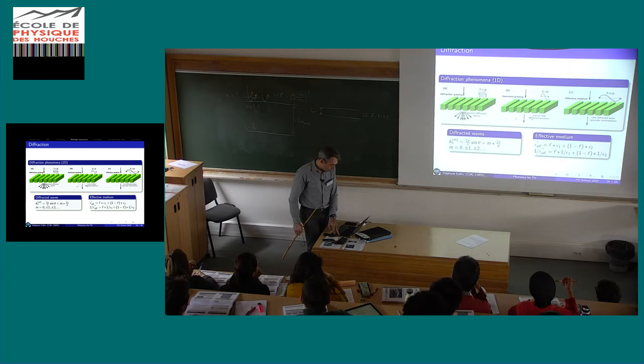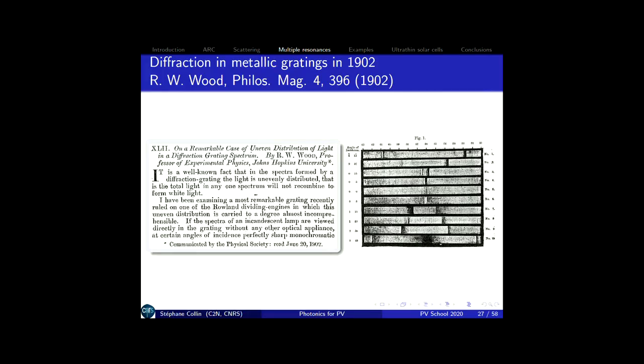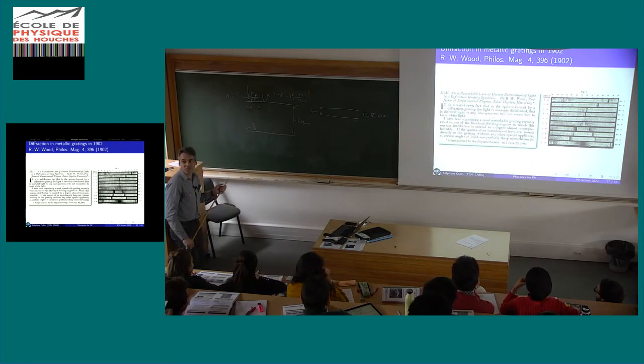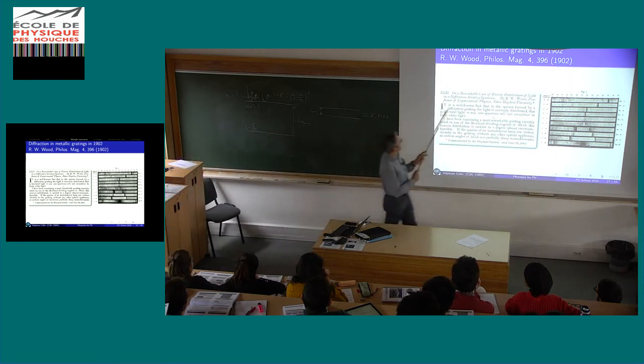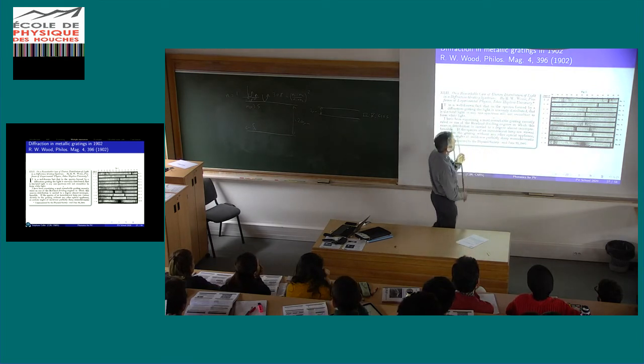Actually, diffraction was an effect studied a few years before solar cells. So it's one of the historical papers that you should read. And I have to say that I read this paper very early during my PhD, and it's a very nice paper. So let's read a bit. The title: On a remarkable case of uneven distribution of light in a diffraction grating spectrum.